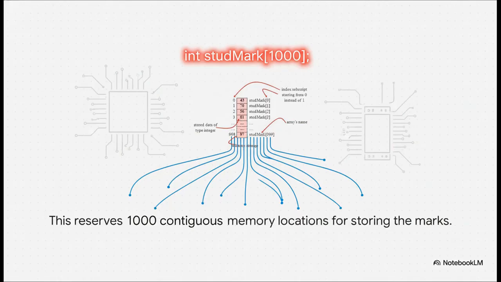And what's actually happening under the hood when you write that line? You're telling the computer, hey, go find 1,000 memory slots that are all connected in a row and save them for me. The whole block gets the name studmark, and each individual slot gets its own address, or what we call an index, starting from 0.